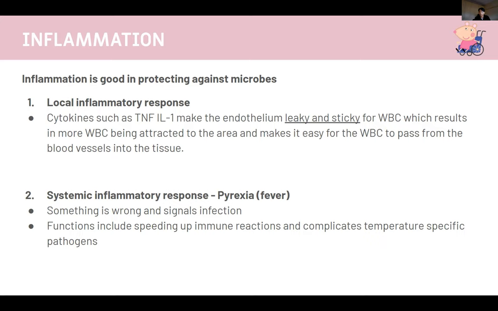So remember the process. So you had adhesion of the macrophages, and then also rolling and then sort of passing through into the tissue. When we have a systemic inflammatory response, this often involves pyrexia or fever. And so it really tells us that something is wrong. And whenever we have fever, it often signals that we have an infection going on, whether it's bacterial or viral. And functions of fever, it basically speeds up our immune reactions and it can also complicate temperature-specific pathogens. So bacteria which only survive within a really narrow temperature range, fever can basically mess with that.